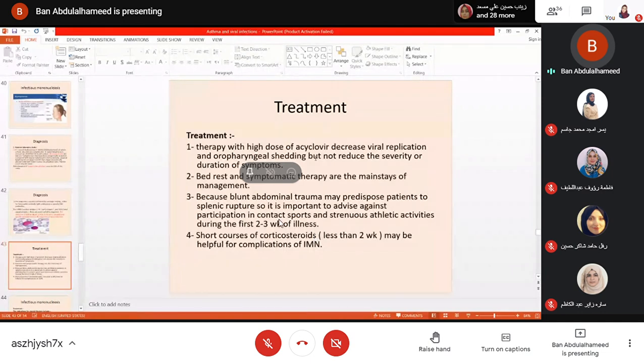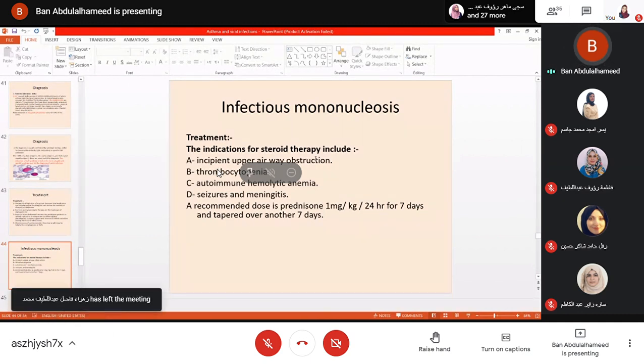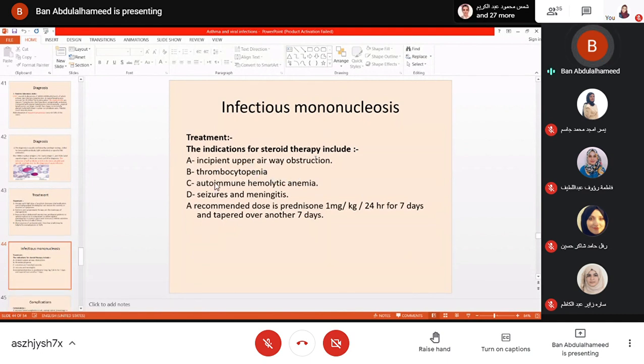Other line of treatment, we can give the patient short course of steroid, less than 2 weeks, and there are certain indications to give steroid therapy in patient with infectious mononucleosis. هذه الindication when we decide to give a steroid to a patient with infectious mononucleosis عندنا 4 indications. Number 1 إذا عندنا incipient upper airway obstruction، احنا قلنا يصير عندهم enlargement of the tonsils and inflammation of the pharynx, enlargement of the lymph node. This may lead to upper airway obstruction, so we can give steroid therapy to those patients.